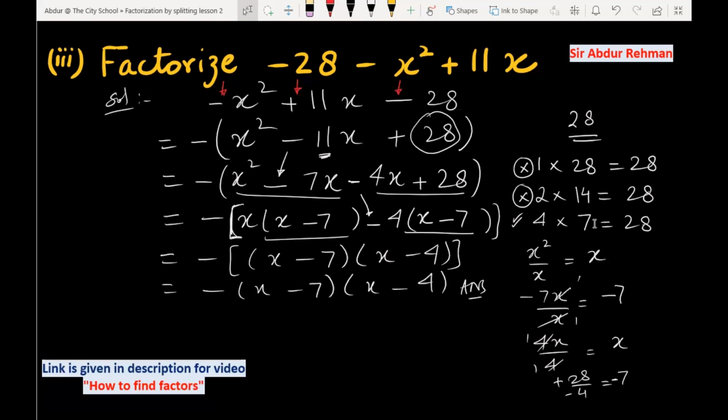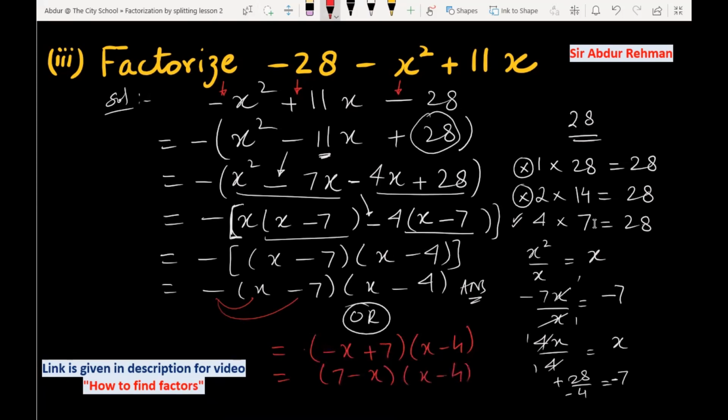Or, if you multiply this minus sign into either bracket, for example x minus 7, we will get minus x plus 7 times x minus 4. So it will be 7 minus x times x minus 4. This is also your answer. So this was part 3: the factor of minus x square plus 11x minus 28 is 7 minus x times x minus 4, or you can say minus times x minus 7 times x minus 4.